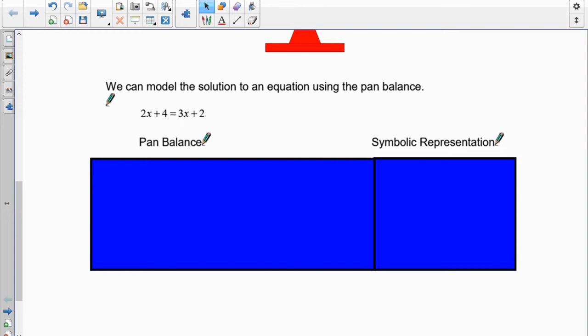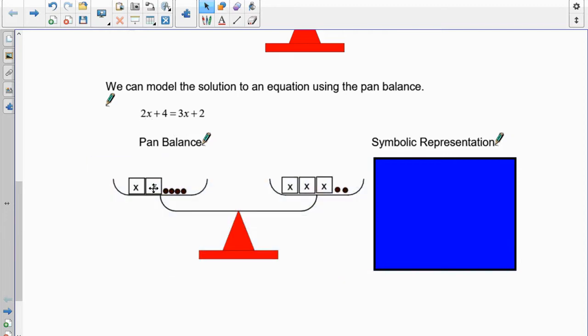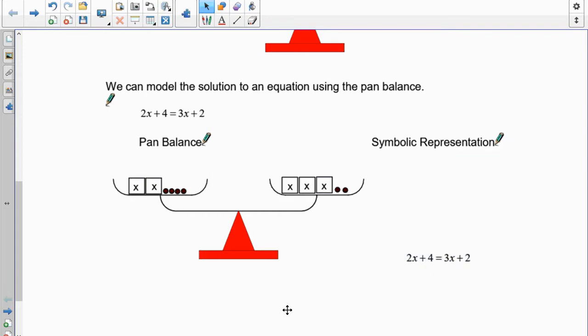Now, if I want to show this on the pan balance, I've got two x's here, so I could put two x's down. There's my two x's. And then four little ones there. This is what we did in grade 7 when we first started out. And of course 3x plus 2, there's your 3x's and there's plus 2. Now if I want to show the symbolic representation, there you have it. 2x plus 4 is equal to 3x plus 2.